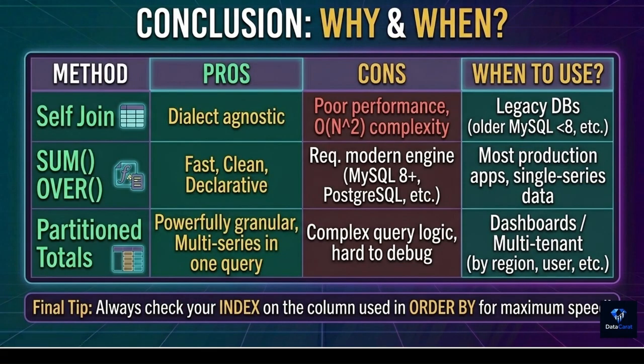To wrap up, use self joins only if you are stuck on an older database where window functions don't work, or if your interviewer specifically asks for it. Otherwise, you can use sum over for 99% of your modern data applications. Use partition totals for dashboarding applications or other multi-category tracking. Also, always make a point to ensure that the column you use in your order by is indexed. This makes the running total calculation almost instantaneous, even with millions of rows.